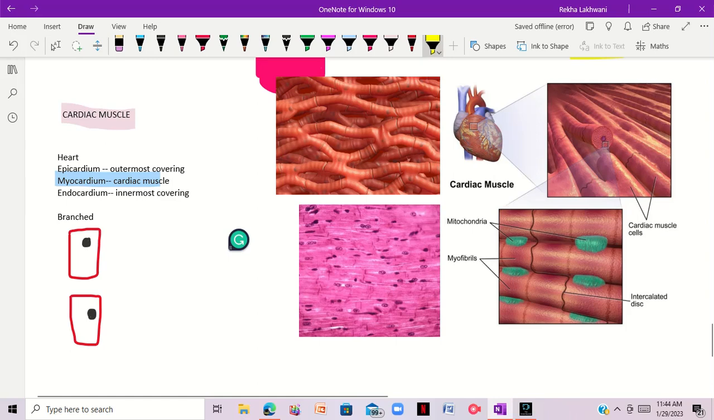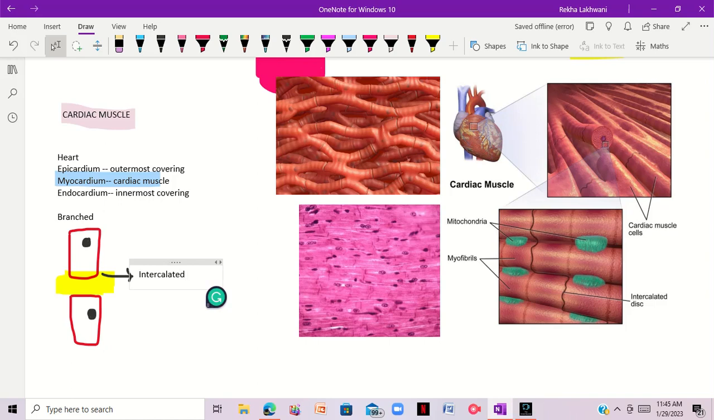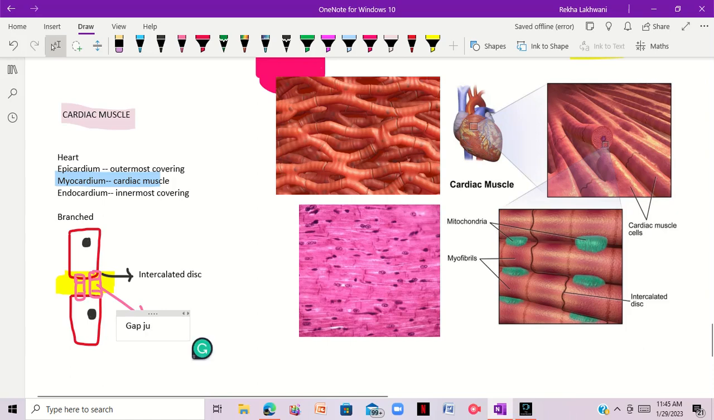So here there is a gap between these two cells, which is known as the intercalated disc. And in this disc, there are some tunnel-like structures. Let me make this structure. This tunnel-like structure is known as gap junctions.